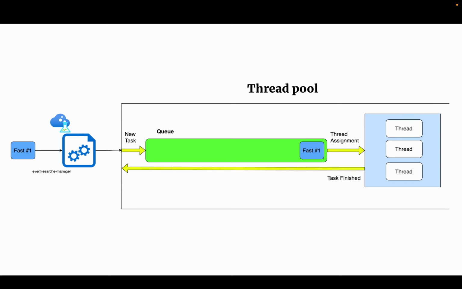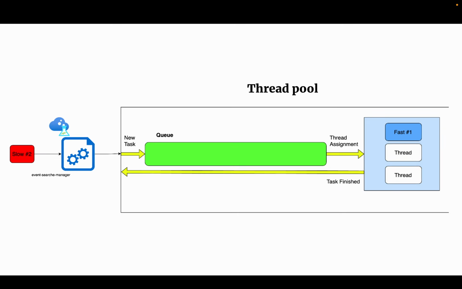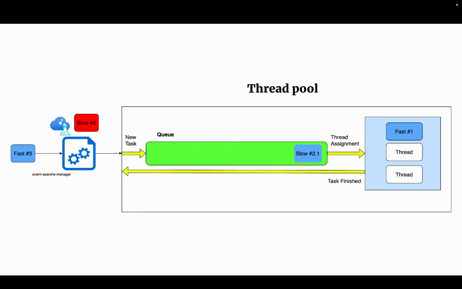Let's walk through the process when a request comes into our application, into our system. First, we register the incoming request in the microservice called Event Sort Manager and send it for processing in our thread pool model. If the next request is a slow query, we take an extra step.